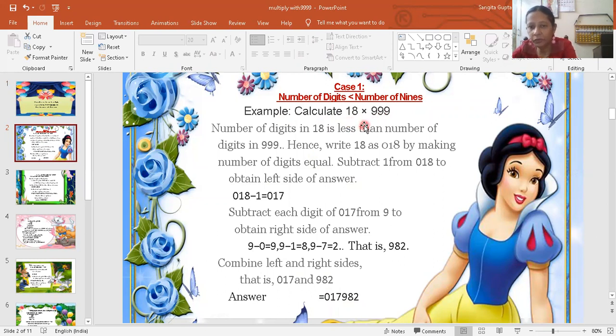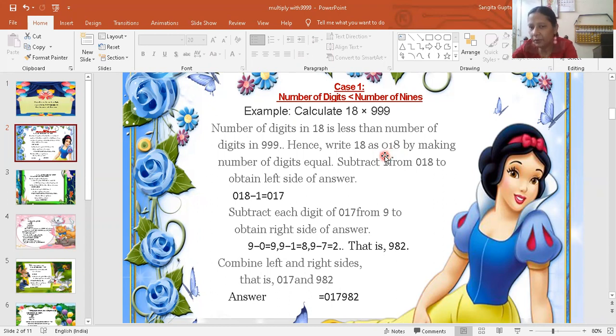Okay, so what you have to do is first make the digits equal. How can you make the digits equal? See, here this is 18. How can you make 18 a three-digit number without changing the value? You can put a 0. You can put a 0 before 18. So now this will become a three-digit number and the value will also not change.